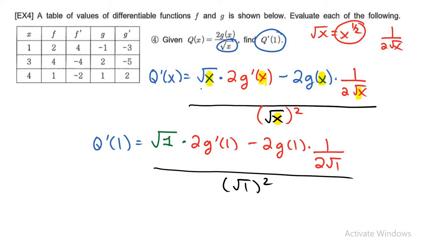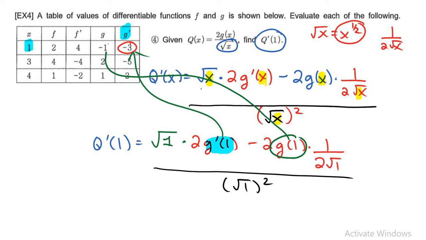Okay, so g prime of 1, so here's g prime, there's 1. So the value that intersects there would be negative 3. And we also need to look at, okay, so that's g prime of 1. And g of 1, actually, I just erased it, let me erase this part. Okay, so g of 1 right here, if I follow the table, it's going to be this value right there, which is going to be negative 1 in this case.